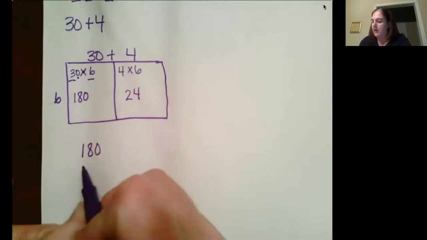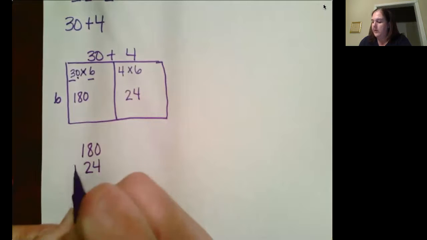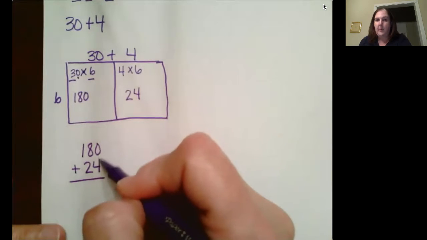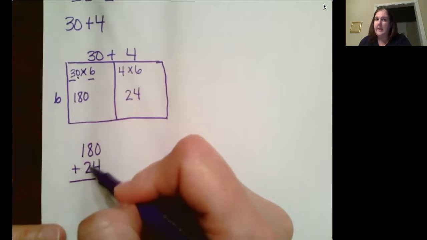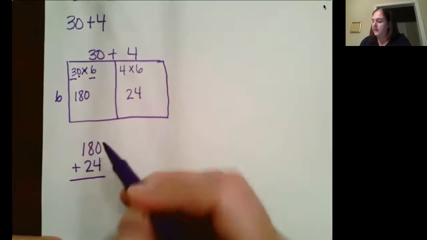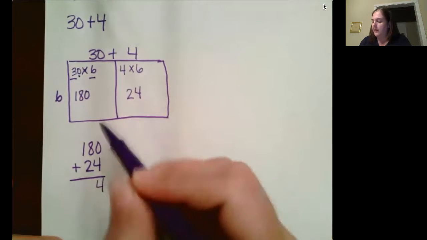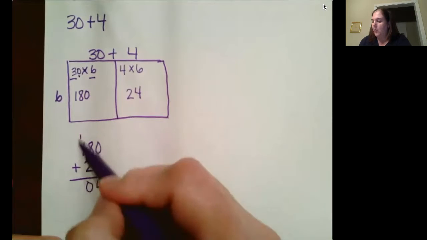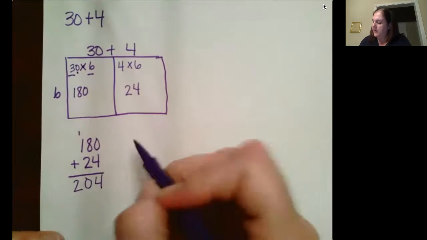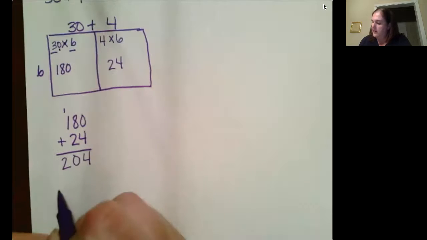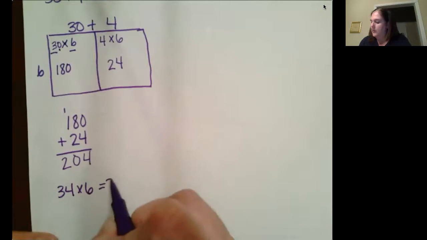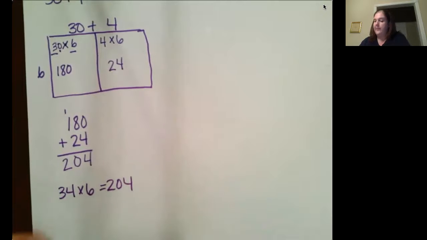180 plus 24. Now notice, the 0 and the 4 are lined up because those are both in the ones place. The 8 and the 2 are lined up because they're both in the tens place. So 0 plus 4 is 4. 8 plus 2, that's 10, so we carry the 1. 1 plus 1 is 2. So 34 times 6 equals 204.